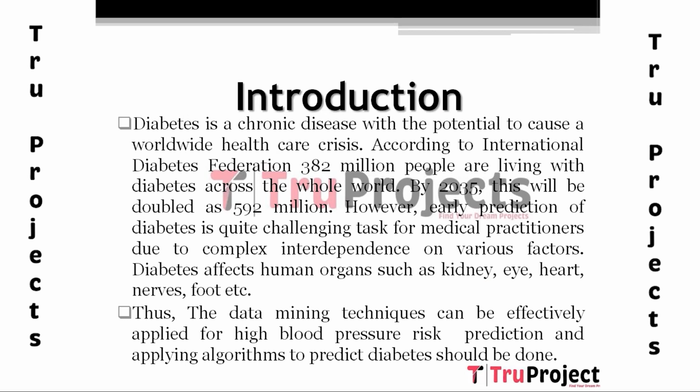When the blood glucose increases, beta cells are stimulated and insulin is released into the blood. Insulin enables blood glucose to get into the cells, and this glucose is used for energy. So blood glucose is kept in a narrow range. Diabetes is a chronic disease with the potential to cause a worldwide healthcare crisis.